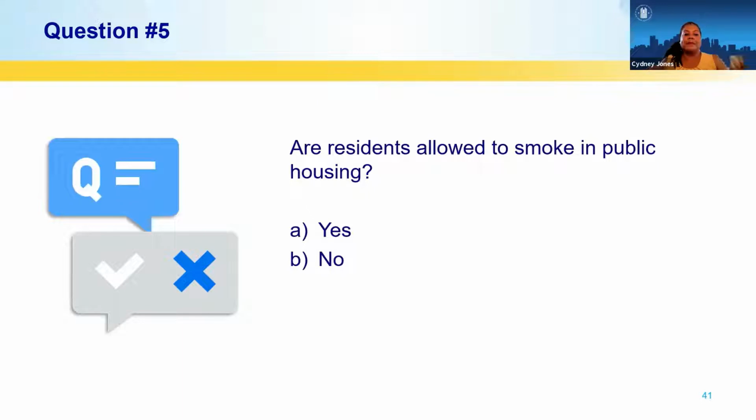And there may be a designated smoking area at the property that's far enough from the property where other residents would not be affected by the smoke.